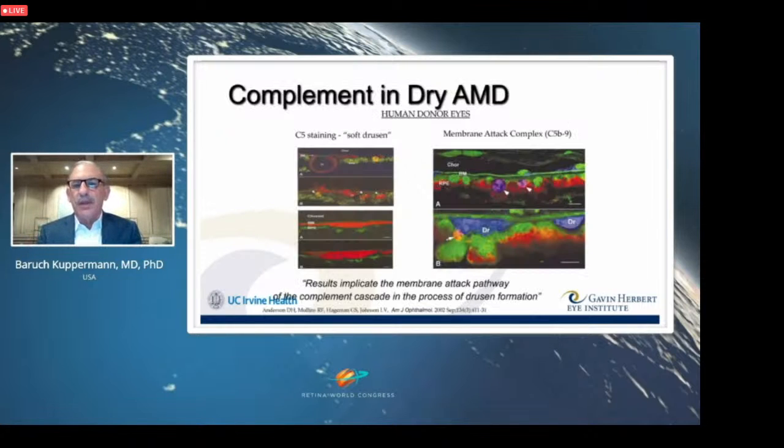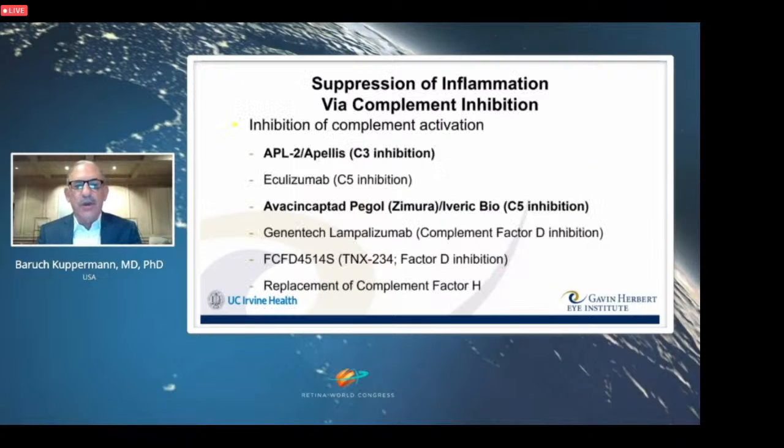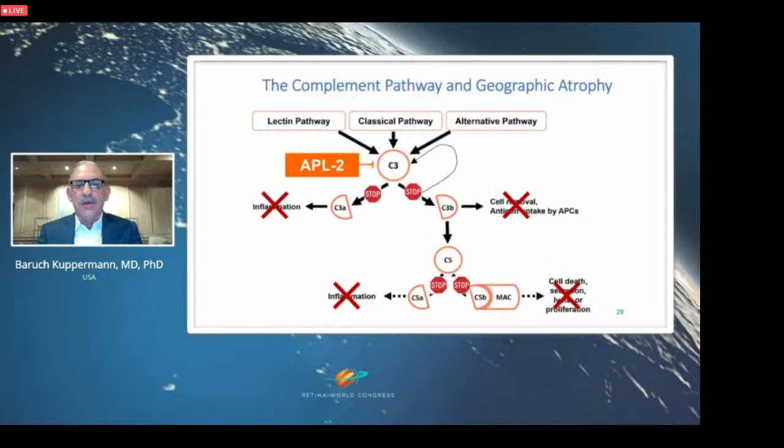So we know that complement exists in dry AMD. It's been controversial. There's been a lot of failures. As we know, I'll mention briefly the C3 inhibition and the C5 inhibition studies that are underway. Again, we know about APL2, the Apellis compound. It's a C3 inhibitor, and as you can see in this pathway, it's more upstream than C5, which is what the Iveric Bio compound, Zimura, is, and I'll mention that subsequently.